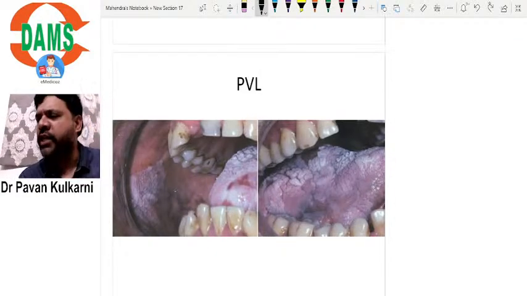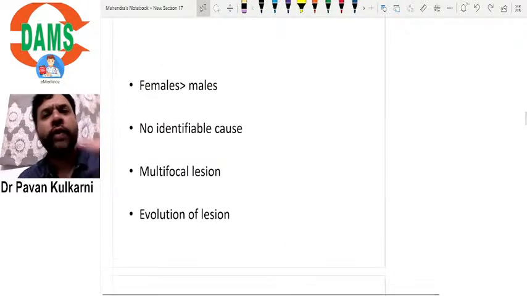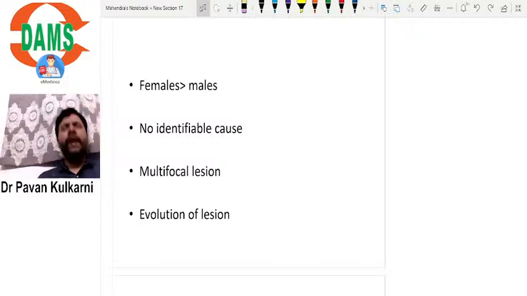In a female patient, a multifocal lesion is there and there is no identifiable cause. What do you mean by no identifiable cause? The patient is not giving any history of tobacco. Then what is the cause? HPV. As already discussed, if tobacco is not there, think of HPV. So in PVL, proliferative verrucous leukoplakia, HPV 16 and HPV 18 are the two important organisms in the causation.